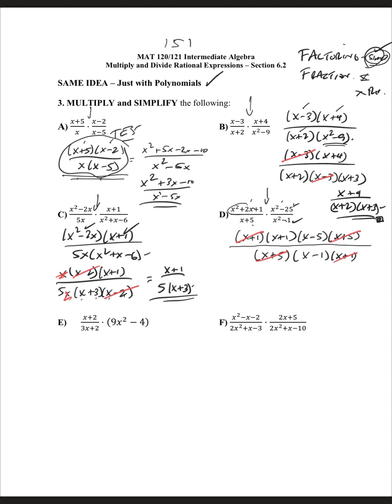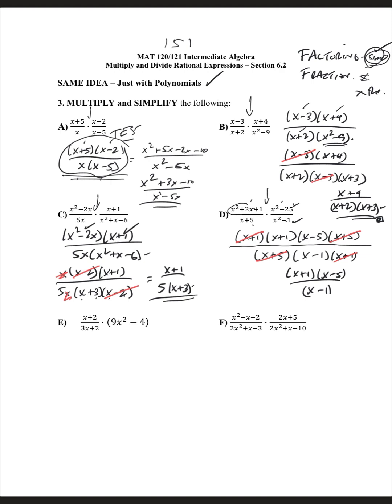So writing our final answer here, I'm going to go ahead and leave it in factored form. We have x plus 1 times x minus 5 in the numerator, all over x minus 1 in the denominator. And so that is our multiplied and simplified final answer.